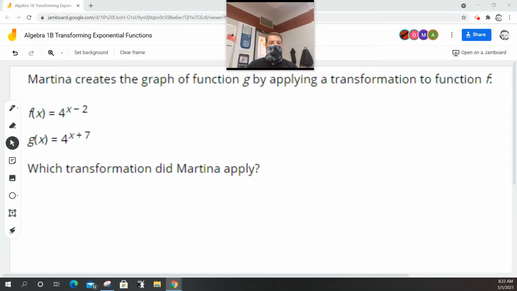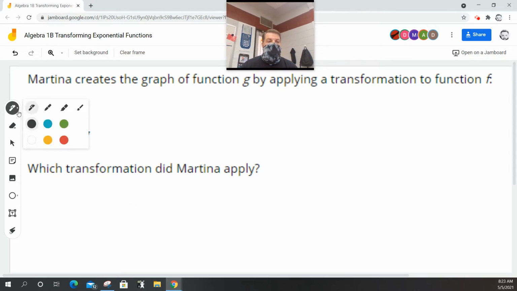Okay, so Martina creates a graph of a function g by applying the transformation to f. Which transformation did Martina apply? Well, remember that this stuff up here, the power of the exponent, that right there is our horizontal shift. That's the left or right.